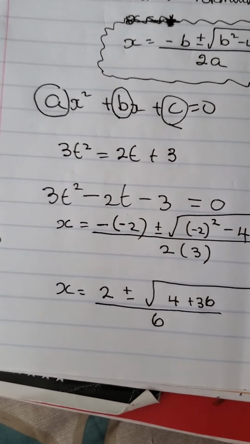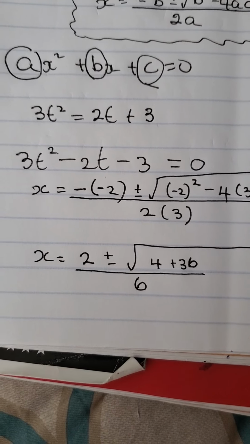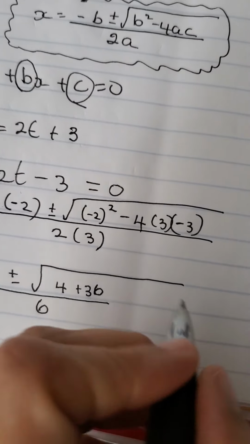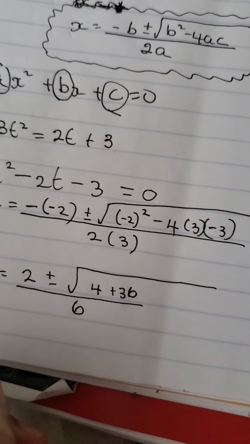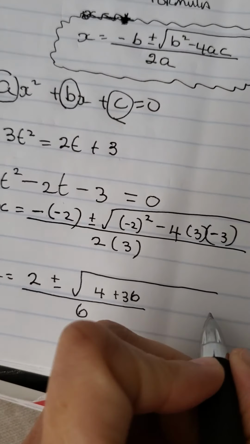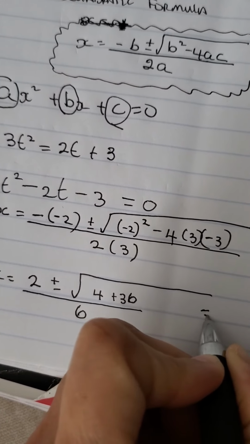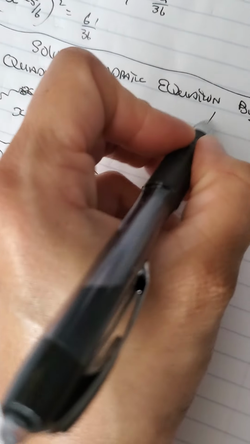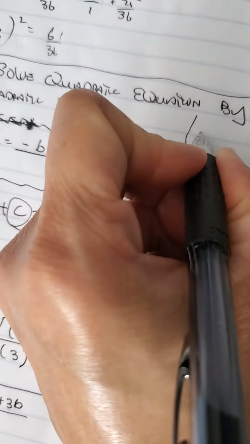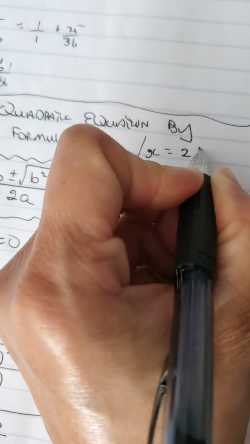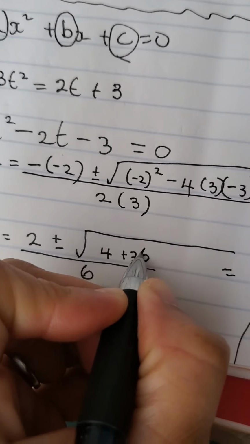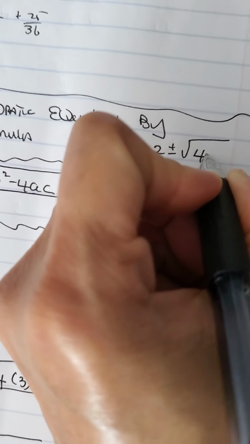Oh boy. I'm going to need space, but I'm going to try to squeeze it in. Let's bring the problem up here so we can have some space. So it's saying that x is 2 plus and minus the square root. Let's just evaluate this right away. 4 plus 36 is 40, over 6.